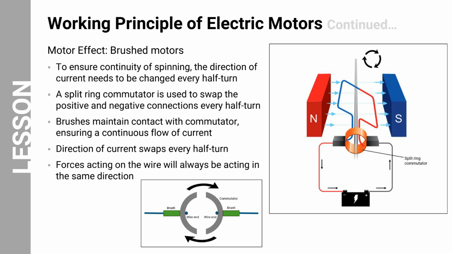It is important to note that this mechanism, utilizing the split ring commutator and brushes for enabling uninterrupted operation, is characteristic of a specific type of electric motor known as a brushed motor.